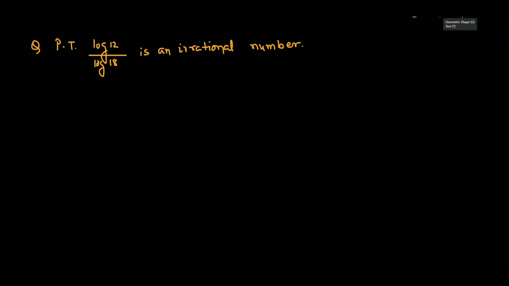Hello students, today we are going to solve one important and interesting problem. The problem is: prove that log 12 by log 18 is an irrational number. Here I simply use the method of contradiction.